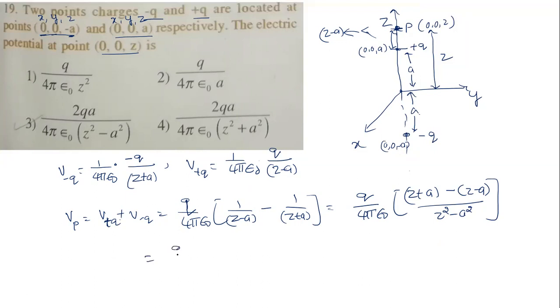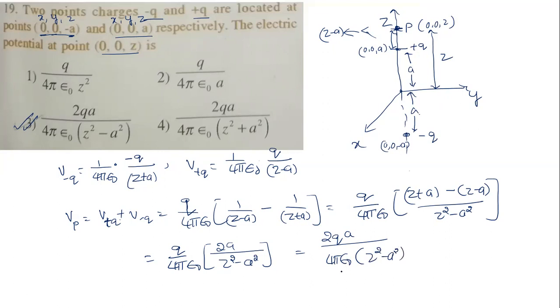So this becomes q by 4 pi epsilon naught multiplied by z plus a. If you simplify, z and z cancel, and a adds up to become 2a, divided by z square minus a square. Which is the option here? Look at the third option. This can also be written as 2qa divided by 4 pi epsilon naught multiplied by z square minus a square. So this is the answer, the third option.